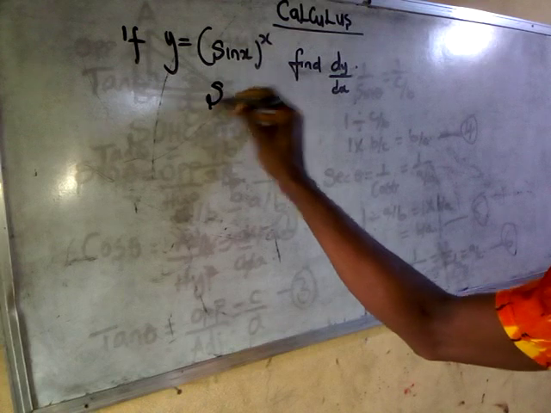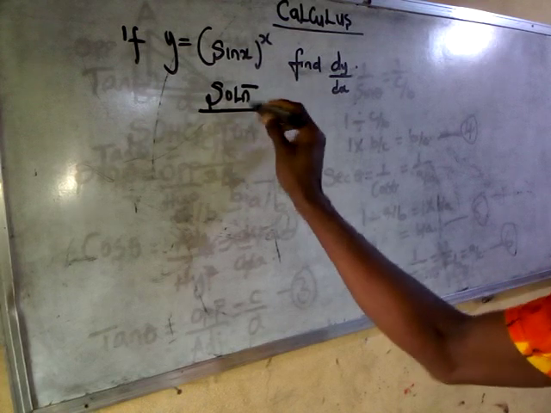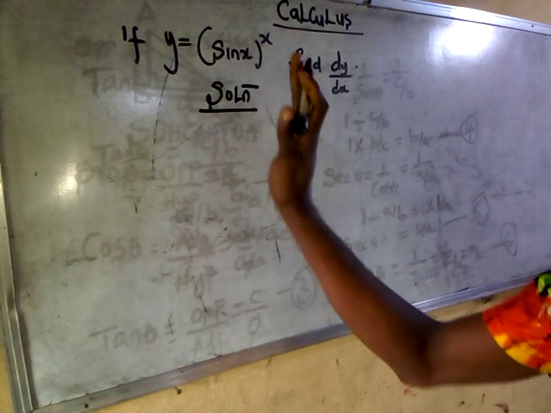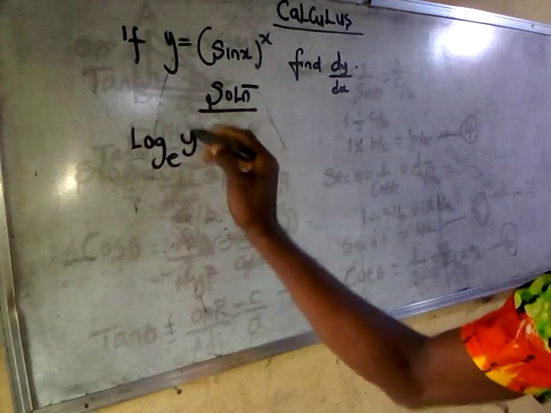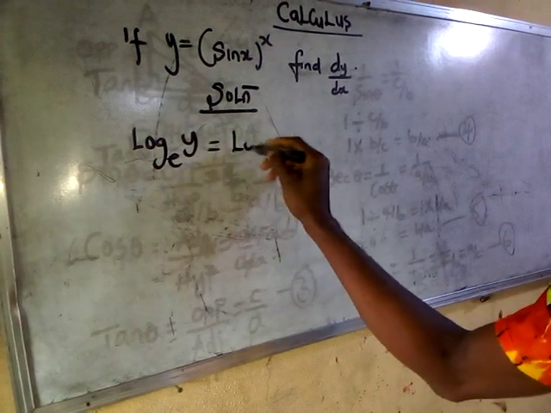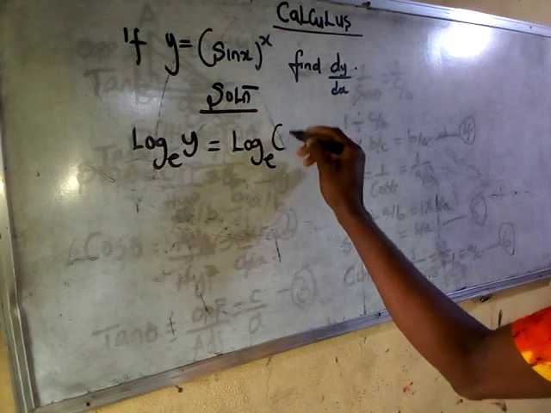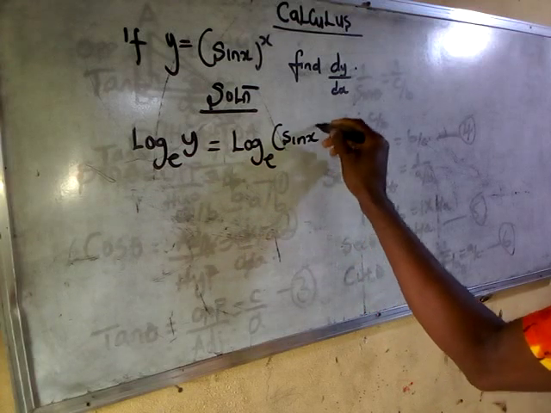Solution. I will apply natural log to both sides. This is my natural log to both sides. I apply it to here. Then I will also apply it to this side. That is step 1.